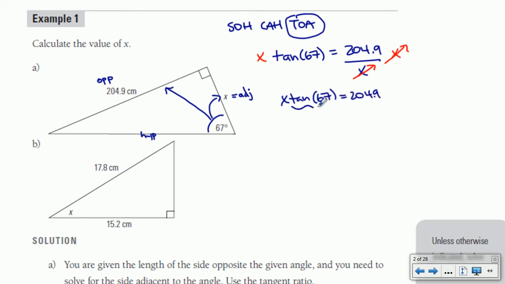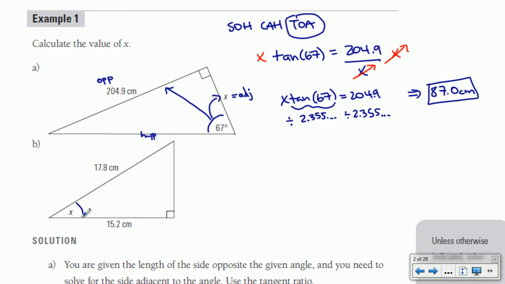We can evaluate tan of 67, which is 2.355 and some other digits. And we can just divide both sides by 2.355 and we end up with x. So we find x eventually is 86.97, which we can round to 87.0 if we're going to the nearest tenth.